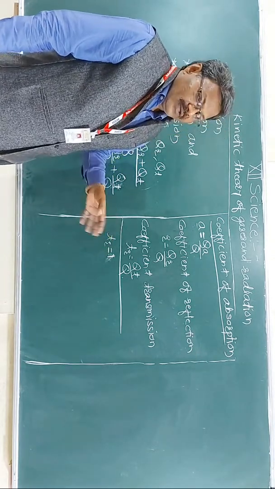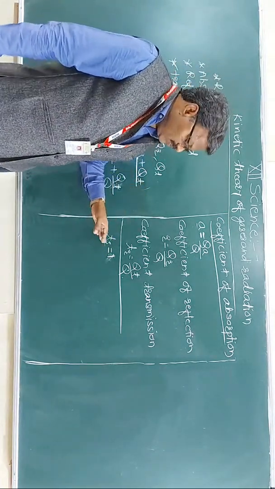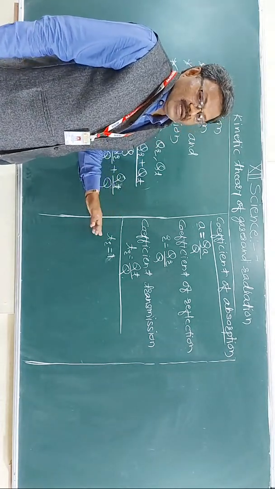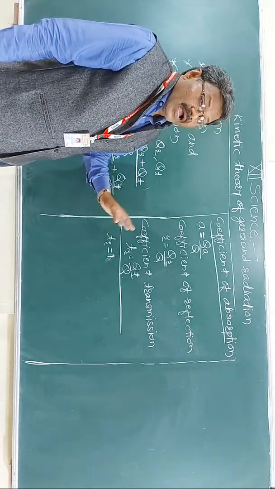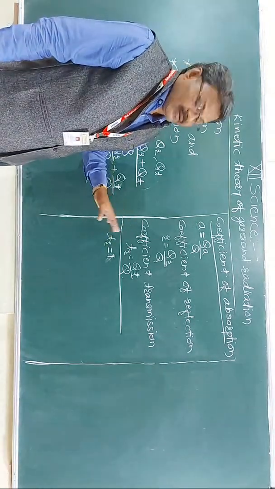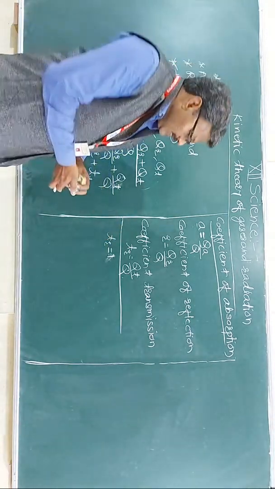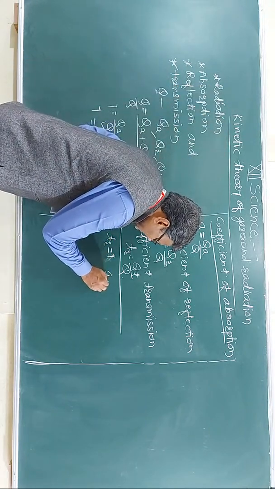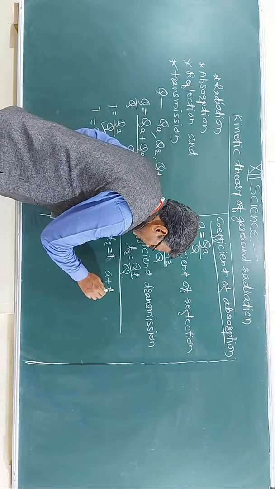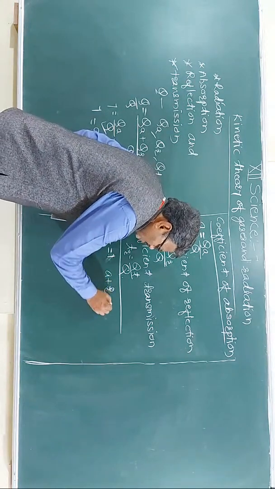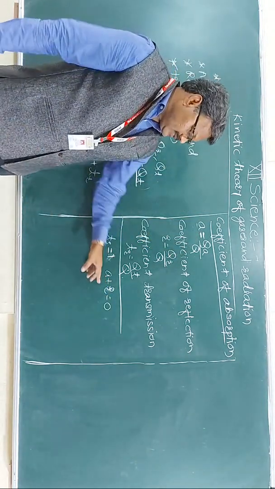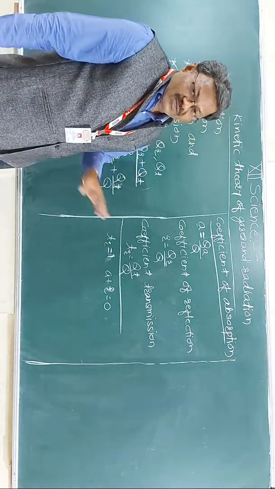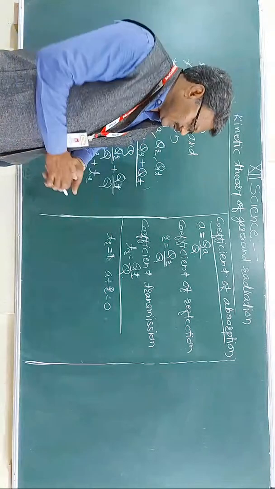Actually, the body through which total energy is transmitted is a bad absorber and bad reflector. In this case, we get A plus R is equal to 0 and TR is equal to 1. This body is called a perfect transmitter.